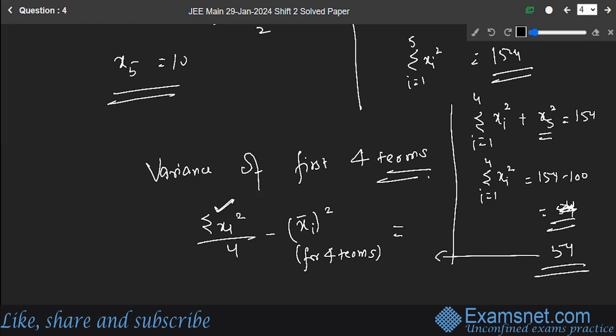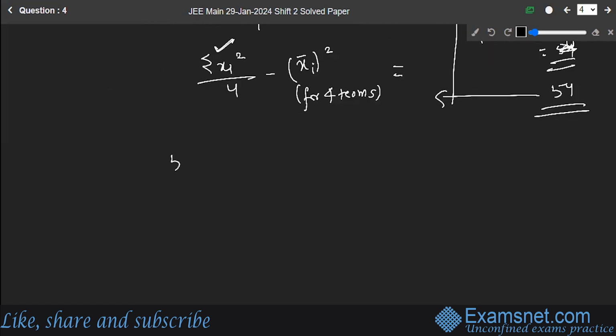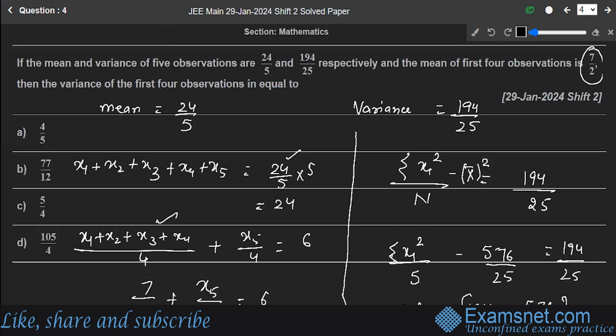So let's fill in this equation. You have this as 54 upon 4 minus 7 by 2 whole square. So this is 54 upon 4 minus 49 upon 4, that's equal to 5 by 4. So this makes the C option the correct answer. Hope you're clear with this. Let's move to the next.